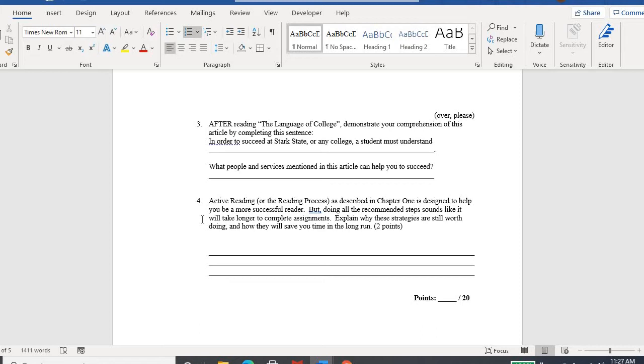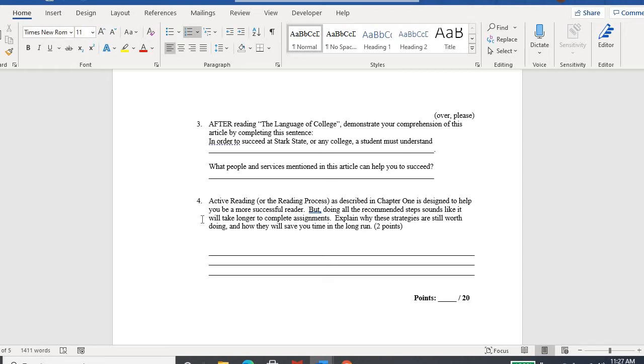But it actually can take you longer to read, because if you're spending time previewing, anticipating what's next, looking up vocabulary, taking notes and annotating, obviously it's going to take you a little bit longer. Why is it still worth doing? Why would it be worthwhile to spend more time reviewing, taking notes, rereading and summarizing? And how do you think in the long run that will actually save you time?